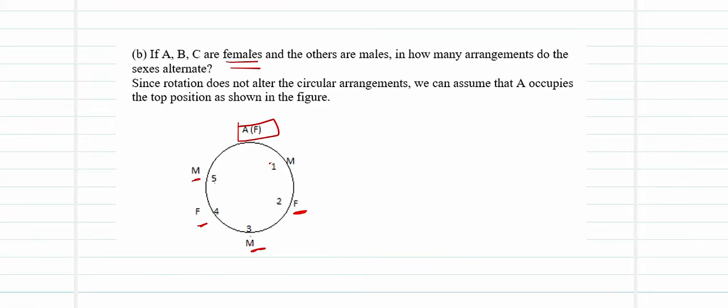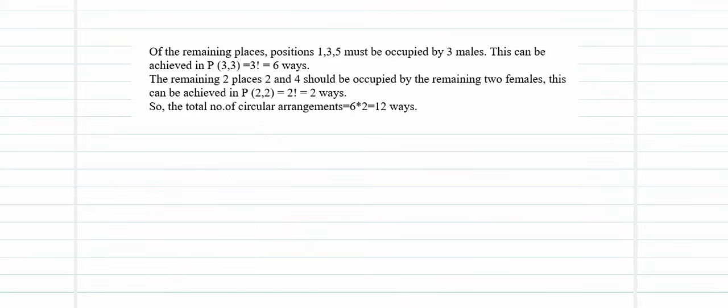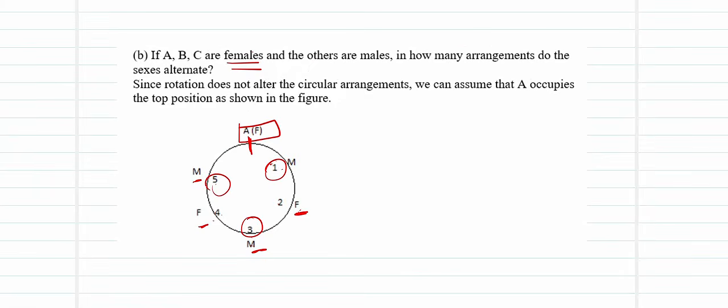So if the position of A is fixed, now I have 5 people left out. I have 2 places for females that have to be filled, and 3 places for males that have to be filled. Of the remaining places, positions 1, 3, 5 must be filled by 3 males. This can be done in how many ways? 3 positions by 3 males, so I can do it in 3P3 ways.